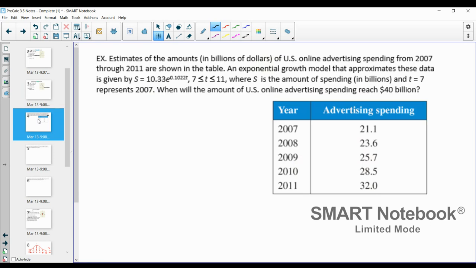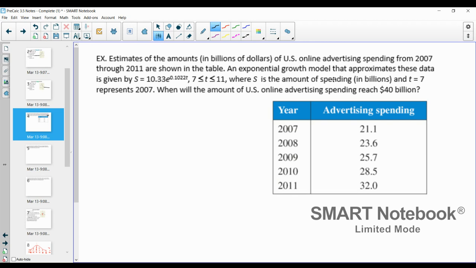First problem here, we are going to use our exponential growth model to estimate profits. So we're going to estimate amounts of, in billions of dollars, U.S. online advertising spending from 2007 to 2011. Wow, super interesting. An exponential growth model that approximates these data is given by S equals 10.33 e raised to the 0.1022 t, where t is between 7 and 11.